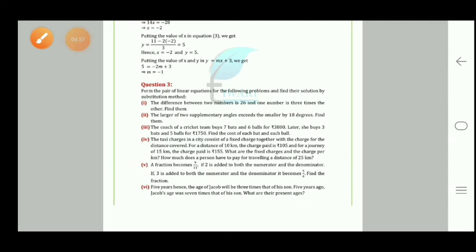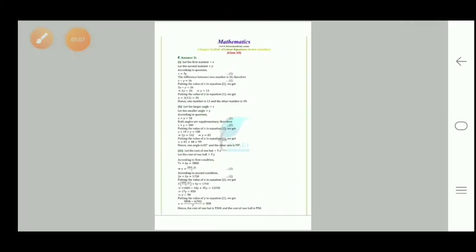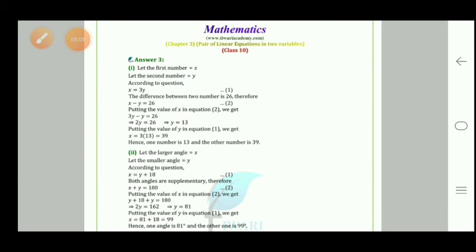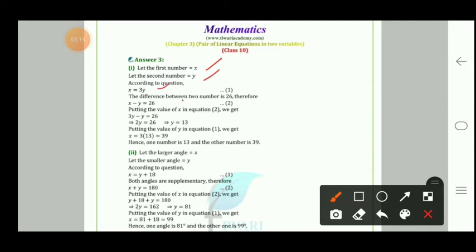The very first question is: the difference between two numbers is 26 and one number is 3 times the other. Find them. Let the first number be x and the second number be y. According to the condition, x is equal to 3y. Now the difference between the numbers is 26, therefore x minus y is equal to 26. Putting the value of x in equation number 2, we get 3y minus y is equal to 26. That will be 2y is equal to 26, or y is equal to 13. Putting this value in equation number 1, we get x equal to 3 into y, that is 3 into 13, that is 39.